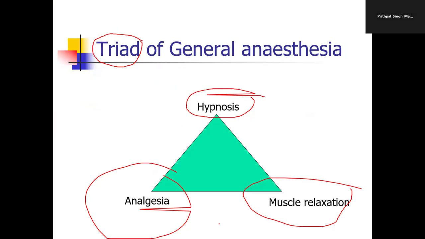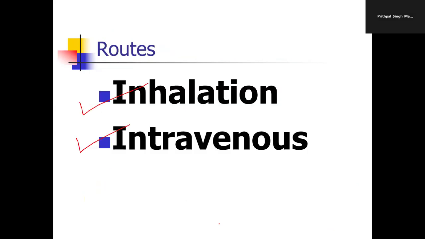Now, general anesthesia generally consists of a triad of three essential components. One is hypnosis, the other one is analgesia, and the third component is muscle relaxation. So, all these three components are essential for general anesthetics. The way by which these general anesthetics can be given is either by the inhalational route or by the intravenous route.